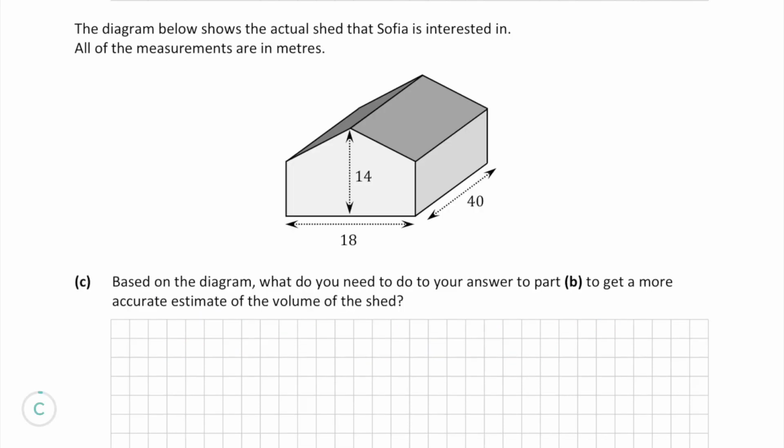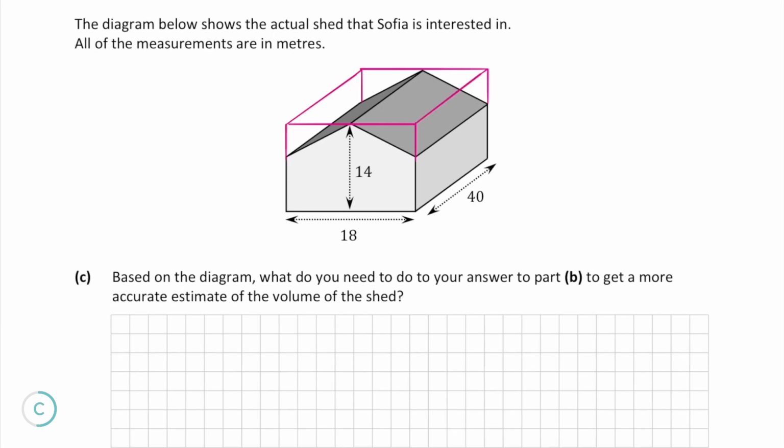Finally, in the last part, part C, we're given a diagram of what the actual shed will look like, and we're asked, based on the diagram, what do you think we need to do to the answer in part B to get a more accurate estimate of the volume of the shed? So this sounds like a complicated question, but it's actually really simple.